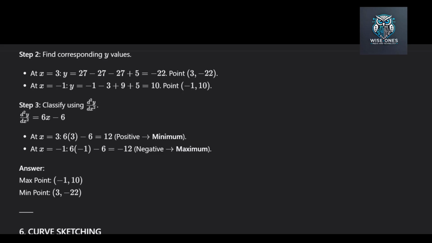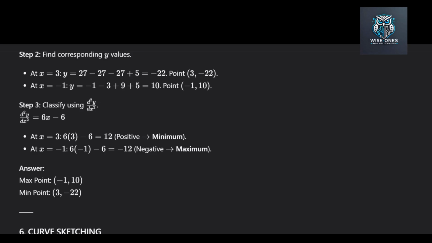Now test the x values. At x equals 3, 6 times 3 minus 6 equals 18 minus 6 equals 12. 12 is positive. Positive means minimum. So open bracket 3, comma, -22, close bracket, is a minimum point.